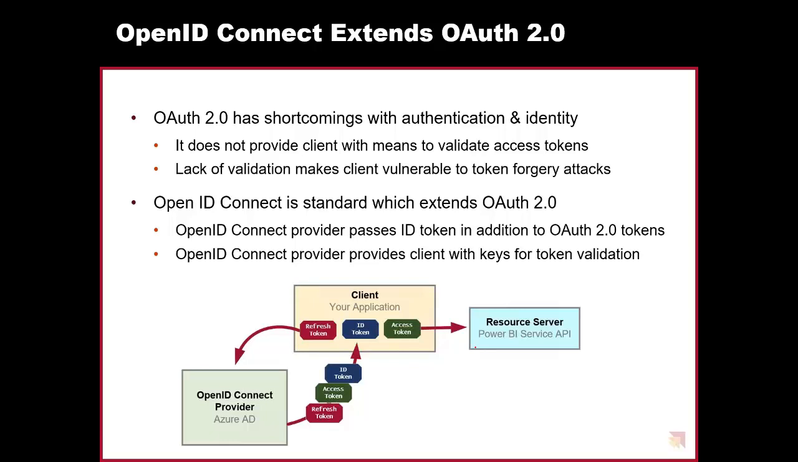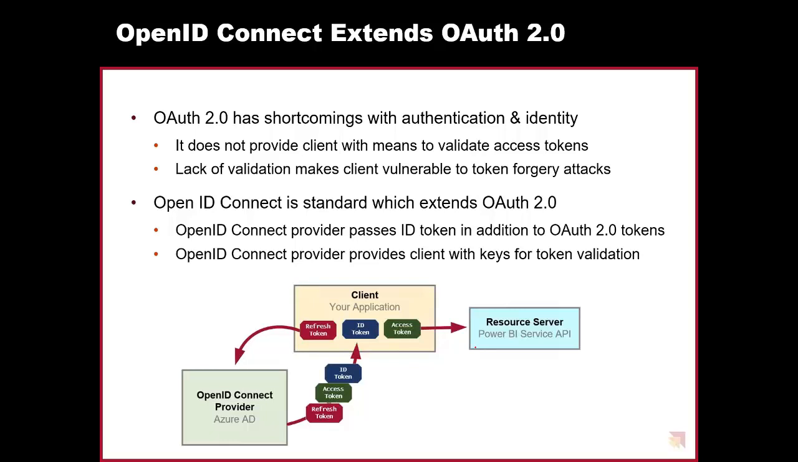So now we're going to be using OAuth 2 together with OpenID Connect. And the idea is that when you get an access token, it also gives you an ID token, and now the authorization provider gives the client a way to validate the ID token and therefore the access token, and we can get rid of a large set of attacks that were happening.